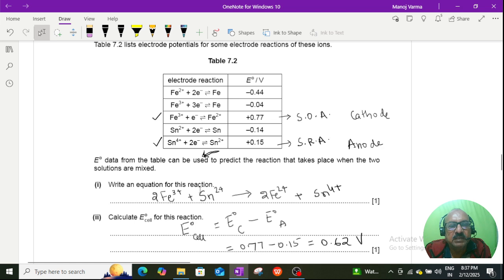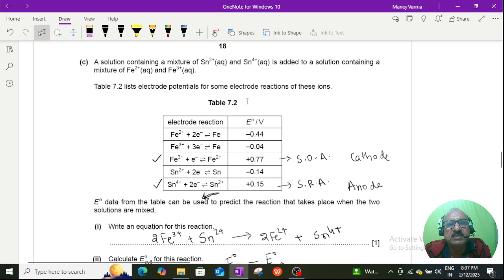So I have ticked those reactions which are of significance. One is the Fe2+ Fe3+, which is this one. The other is the Sn2+ Sn4+, which is this one. You can see the standard electrode potentials. This is +0.77, this is +0.15, and you should know that the electrode with the greater electrode potential acts as the positive electrode and the cathode, and this represents a stronger oxidizing agent.